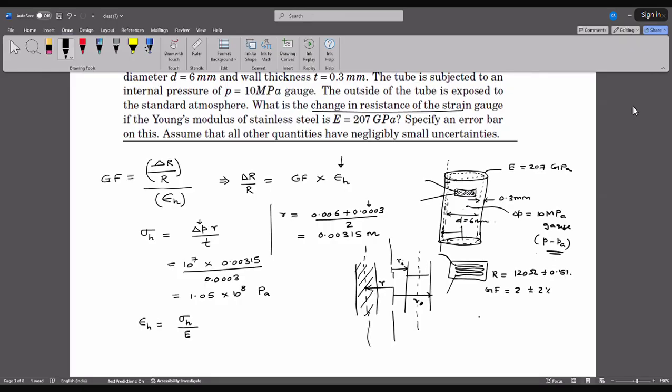Got it, sir. Okay. Sir, also how is this 10 power 7? Like for this pressure delta P you're applying, sir, it is 10 megapascal, no? So 1 megapascal is 10 to the power 6 pascal. Yes, sir. So 10 megapascal will be 10 to the power 7 pascal.